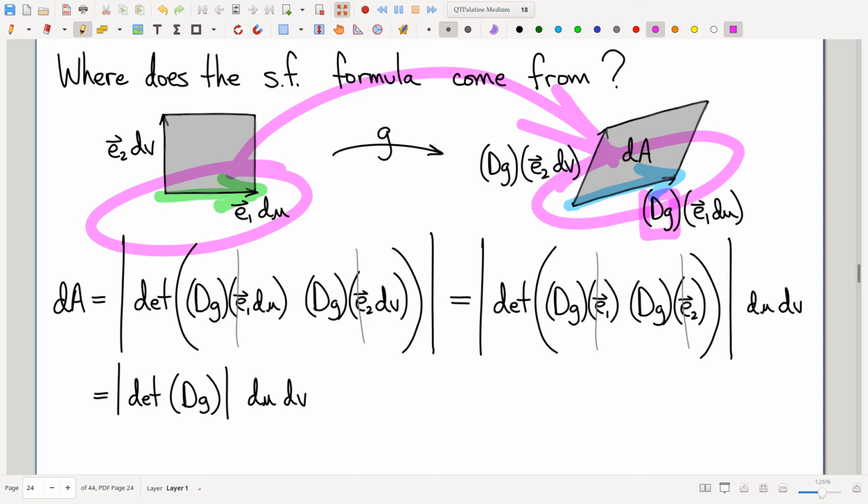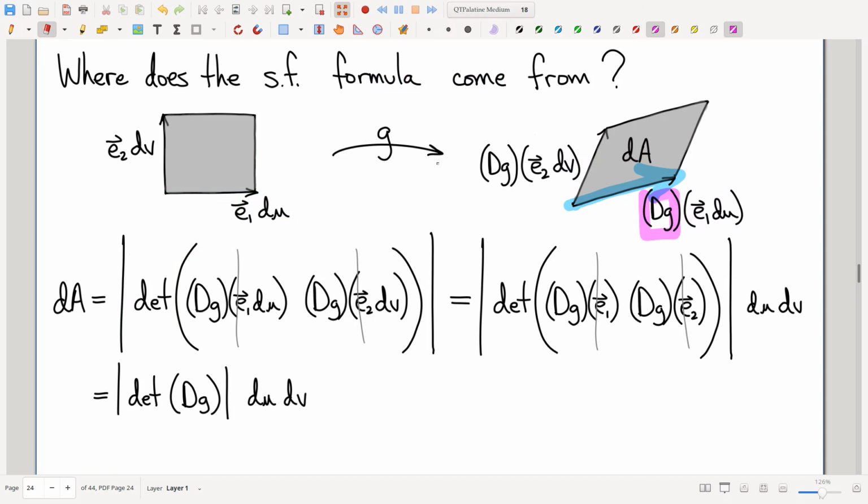This green vector could be thought of as representing a process by which I start at this edge and move to that edge. So this literally represents a change in the input. Likewise, the blue is a change in the output. Is that cool? All right, so that's the first observation.